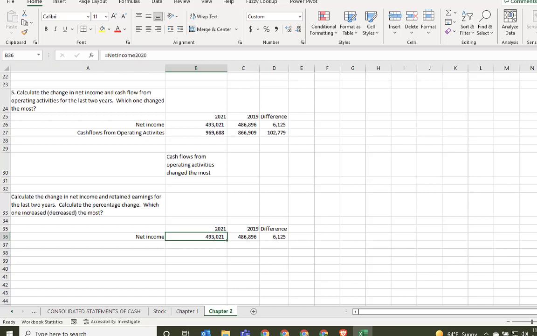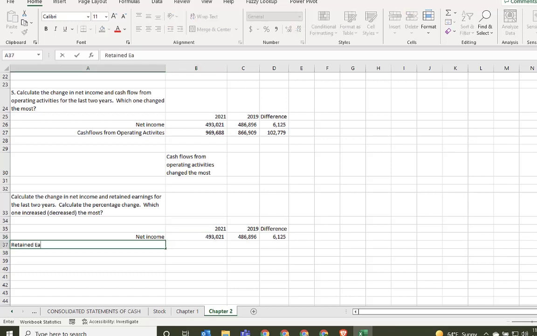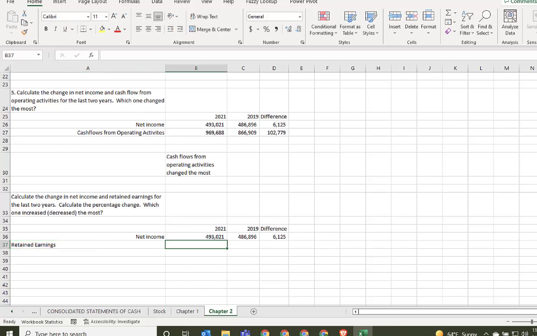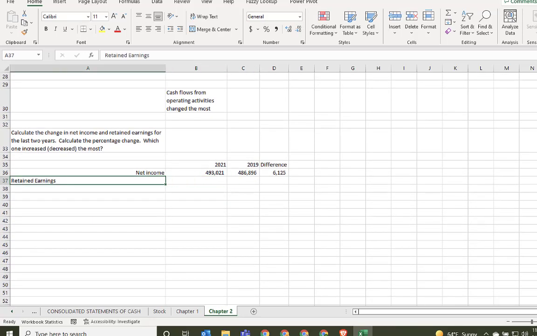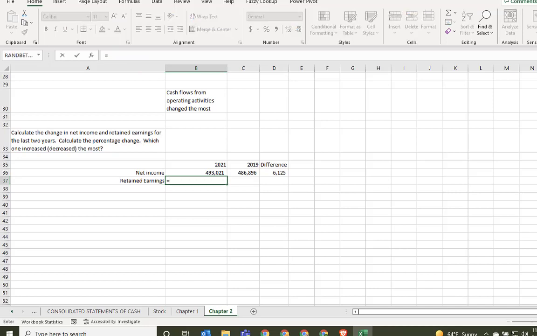Now, the next thing it says for retained earnings. So I'm going to click right here and I'm going to do retained earnings. Let me justify that so it looks nice. And I have no idea. Again, I don't remember if I did retained earnings. I'm just going to go equal and start typing. And I did not. There's no formula for retained earnings or no named cell.